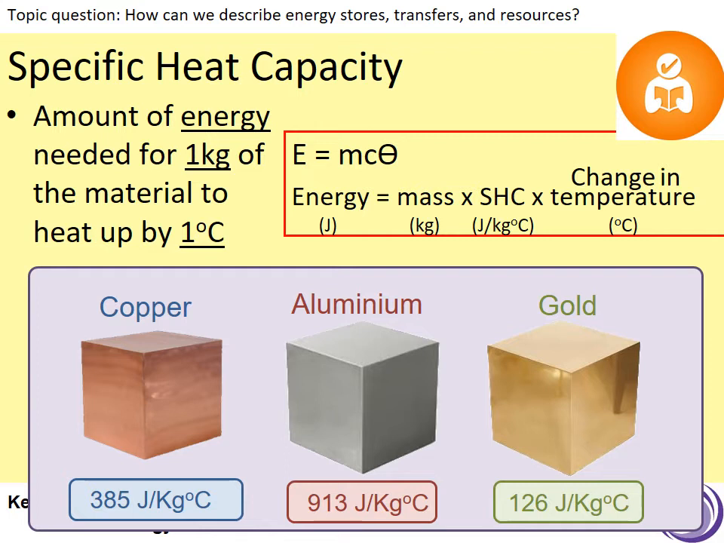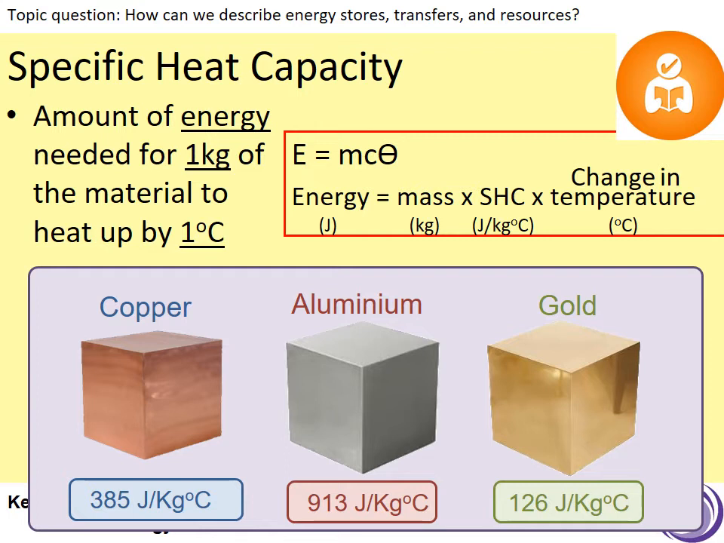So if you remember, the units for energy is joules, the units for mass is kilograms, and the units for your change in temperature, or your temperature, is degrees Celsius. So that's where those units come from. And you can look at those units to help you with the definition. So for example, for copper, it needs 385 joules of energy in order for 1 kilogram of copper to be heated up by 1 degree C.